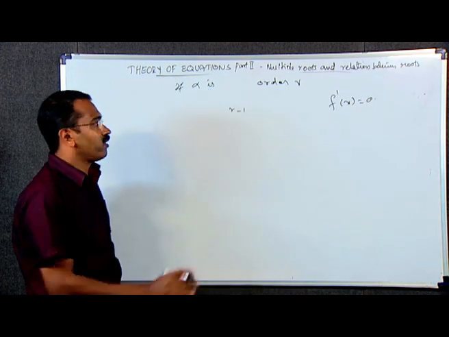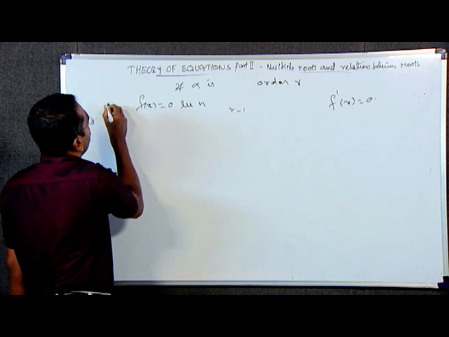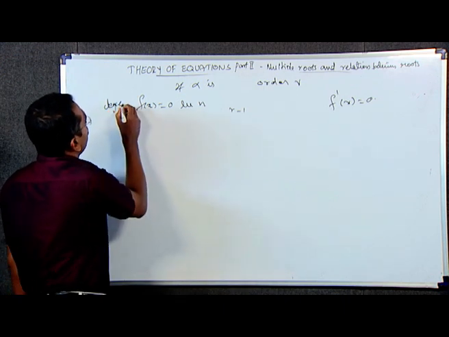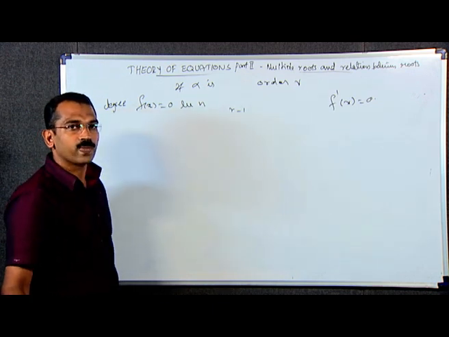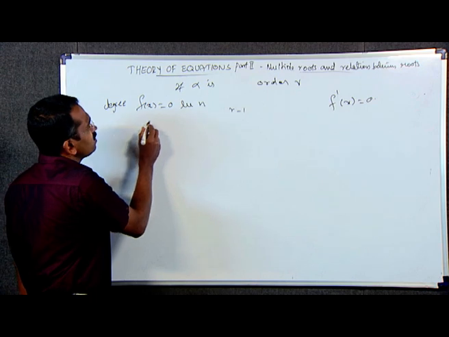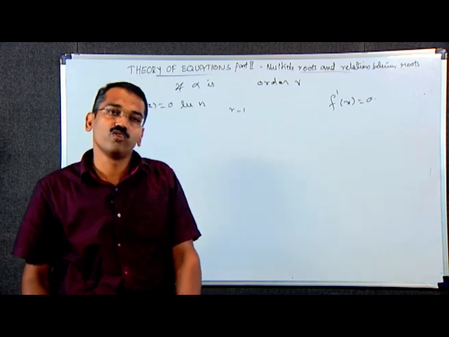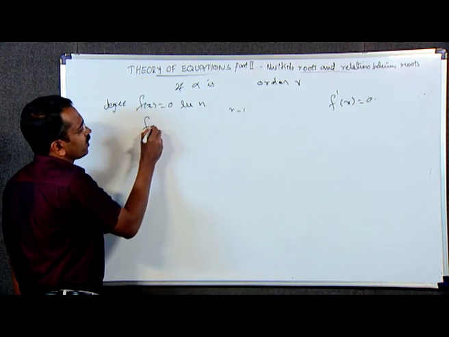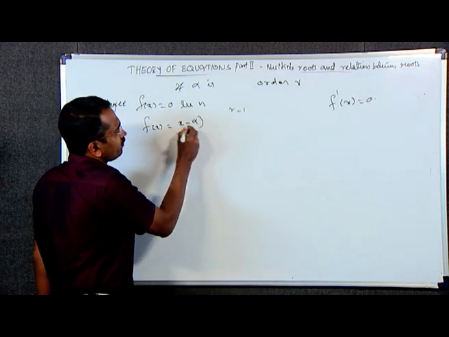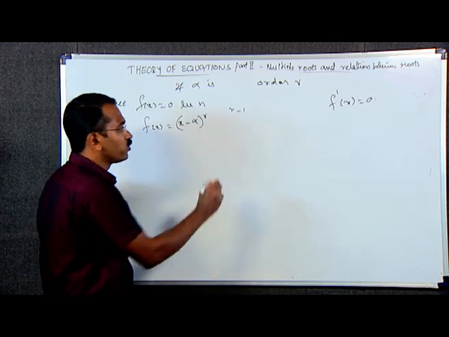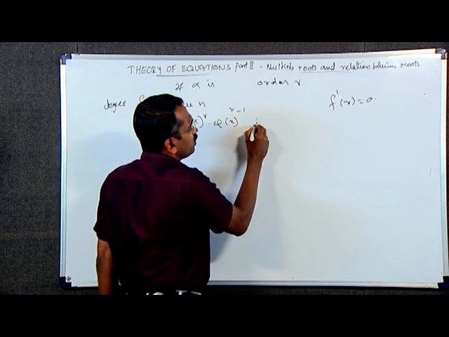Let the degree of f of x be n. Consider an equation f of x equal to 0 whose degree is n. Then since alpha is a multiple root of multiplicity r, we can write f of x as f of x is equal to x minus alpha whole raised to r into phi of x, where phi of alpha not equal to 0.